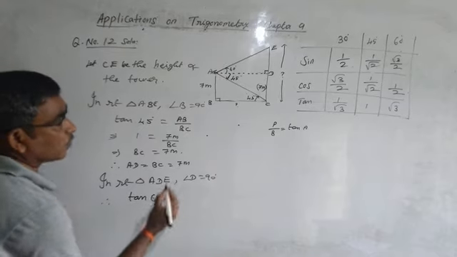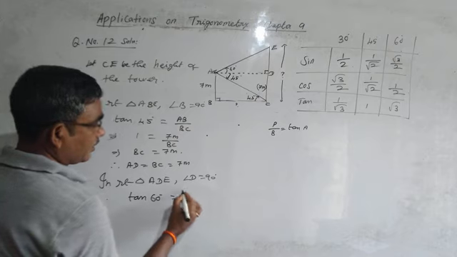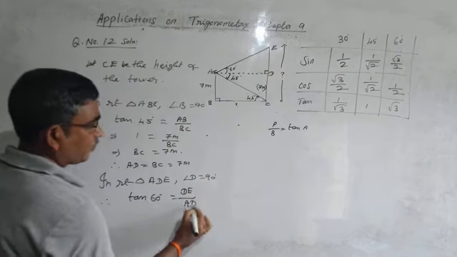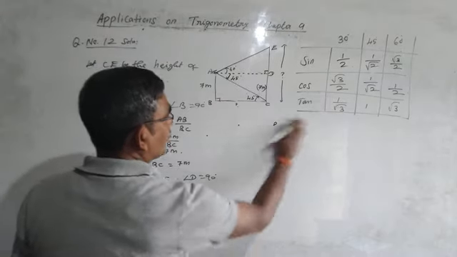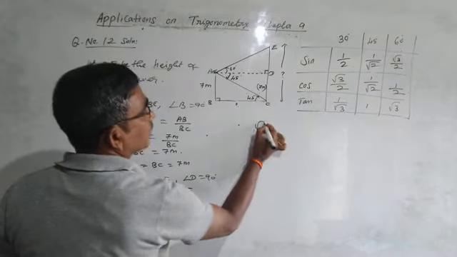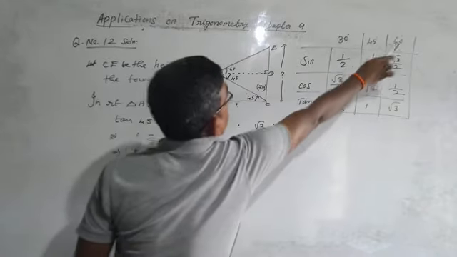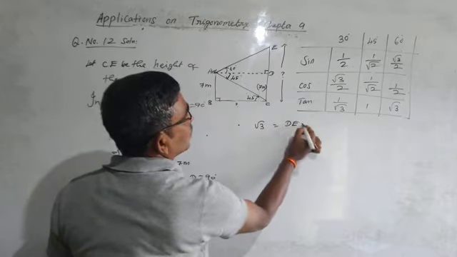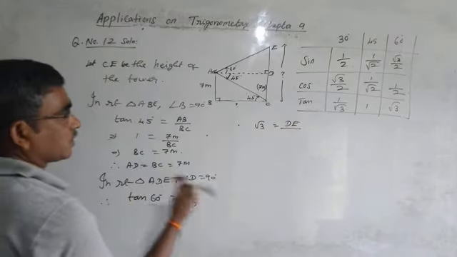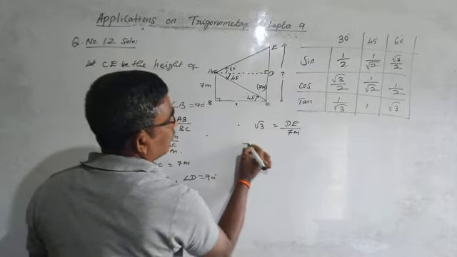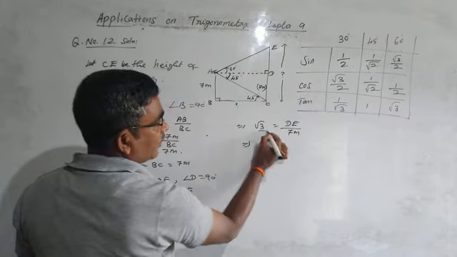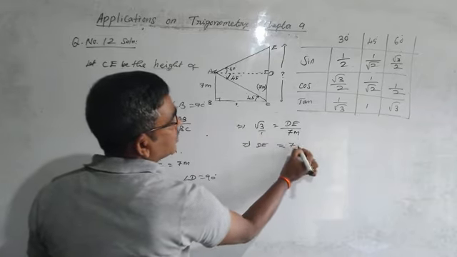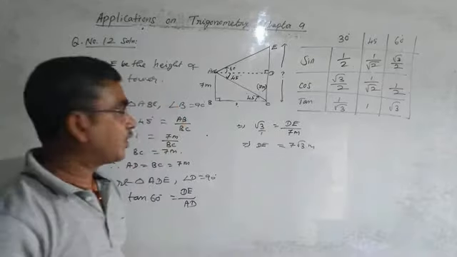Tan 60 degrees equals perpendicular DE by base AD. Tan 60 value we know. What is tan 60? Tan 60 is root 3. And DE value we don't know, but the AD value we got: AD equals 7 meters. So from here we can get the DE value. DE into 1 is equal to DE. Root 3 into 7 becomes 7 root 3 meters. So we got the DE value.